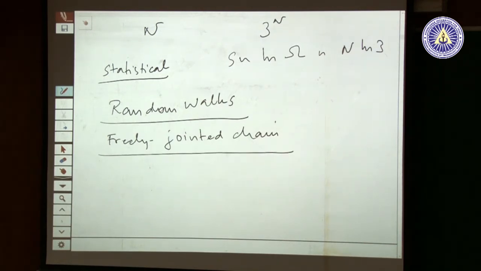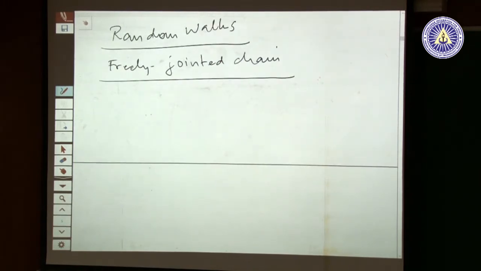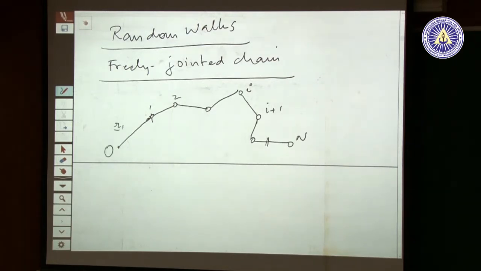Okay, so what is a freely jointed chain? I am going to assume that these monomers are connected by rods, and there are n of them, starting from 1 and so on, i plus 1, and their positions relative to some origin are denoted by these position vectors r1, r2 and so on.